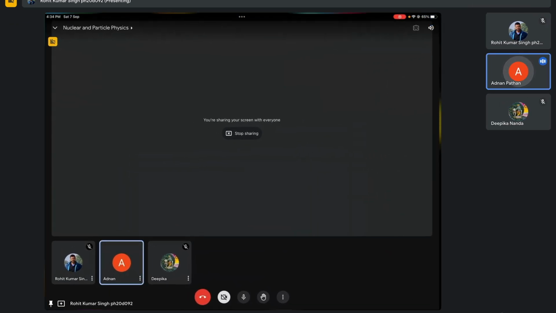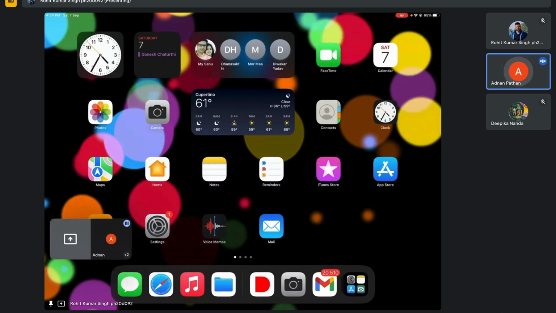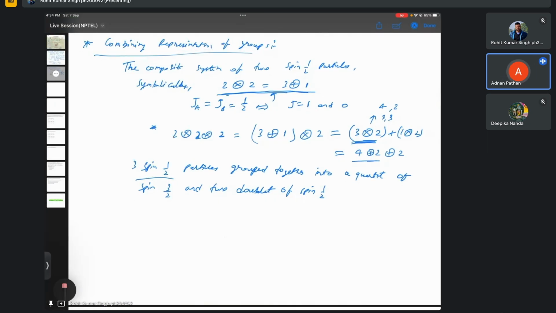Yes, I thought that 4 plus 2 is required because we are trying to group spin half particles. But if we group them in triplets, 3 plus 3, we won't get one of the possible spin values as half. That's why we need 4 plus 2. That's why we need to put it in a quartet, I guess.